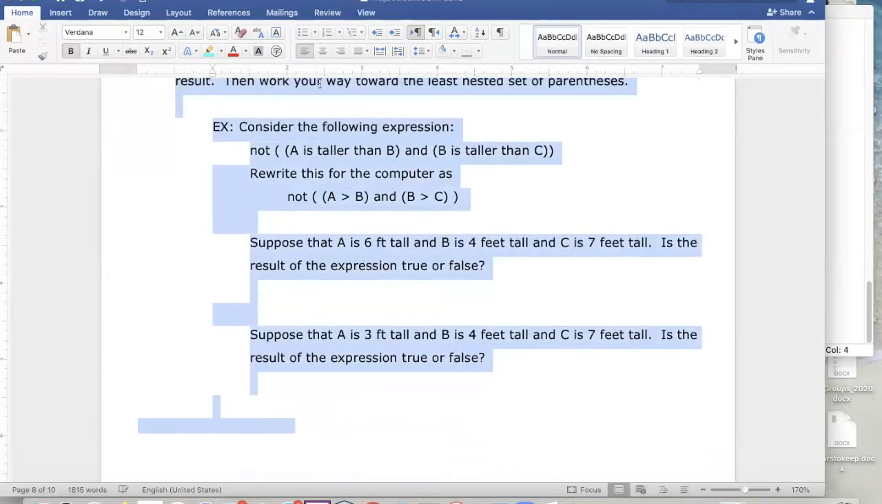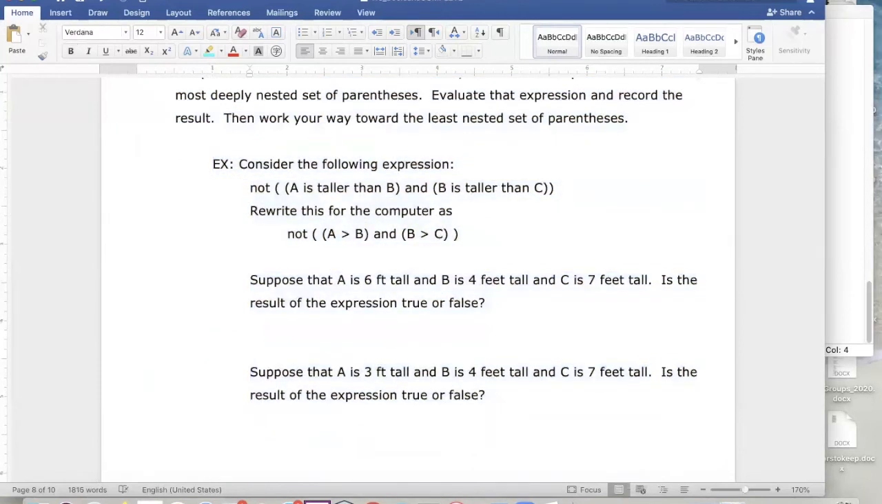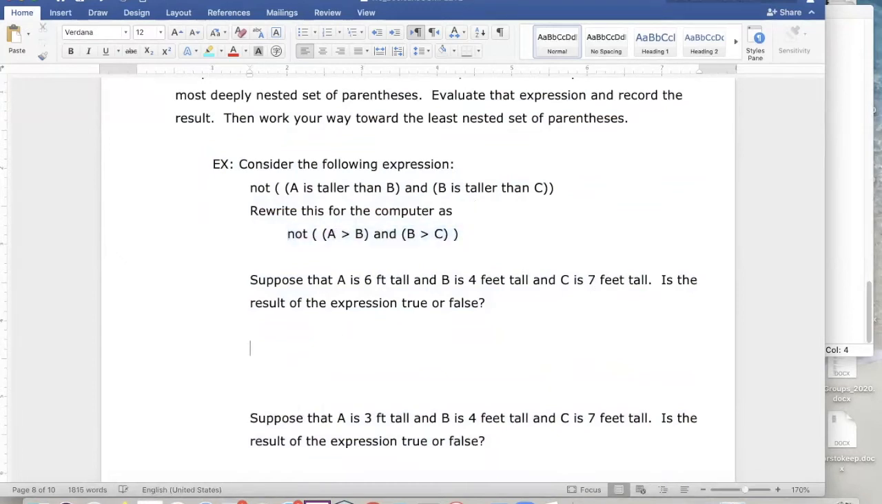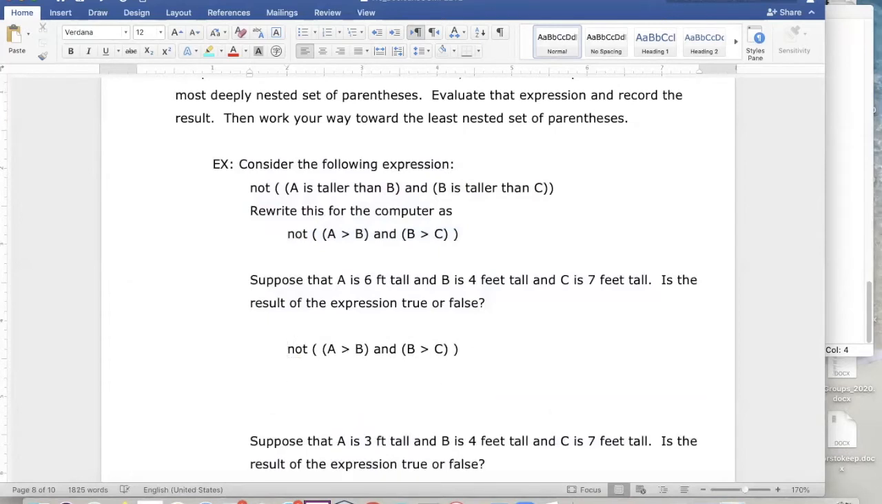Let's evaluate it using some sample data. Suppose that A is 6 and B is 4 and C is 7. What's the result of this expression? So the first thing that I do when I evaluate these expressions is I just copy the original expression. And then the next thing that I do is fill in the values for A and B and C. So in this case, A is 6 and B is 4 and C is 7. So I'm just filling those in to my expression.